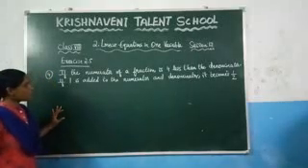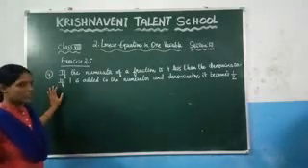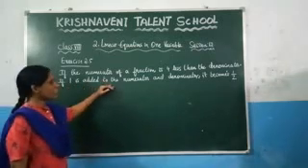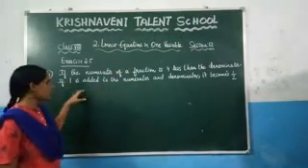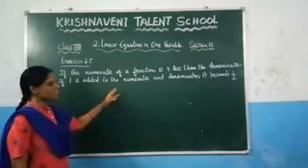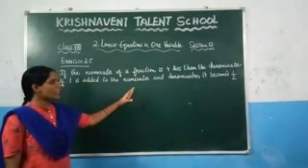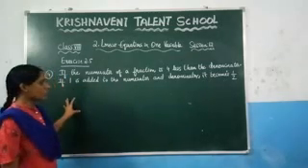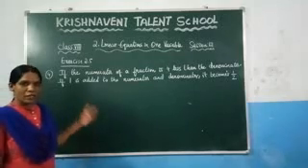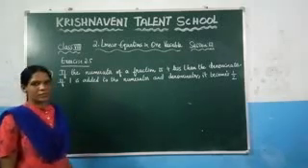Here see this question, exercise 2.5. What it says here: if the numerator of a fraction is 4 less than the denominator, and if 1 is added to the numerator and the denominator, it becomes 1 by 2. Find the fraction. You need to find what is the fraction based on this given statement.